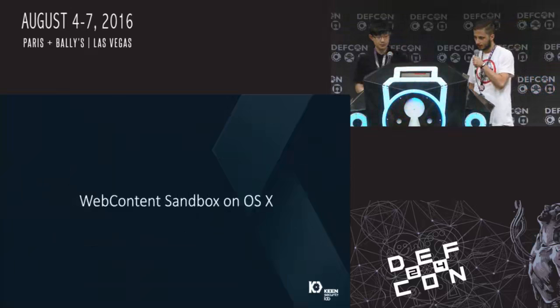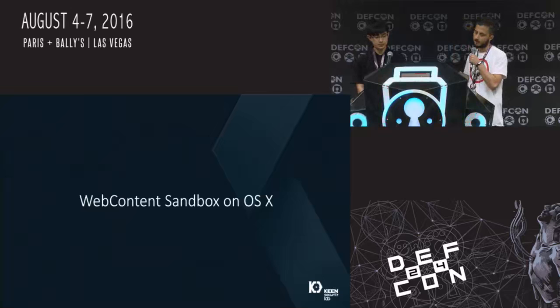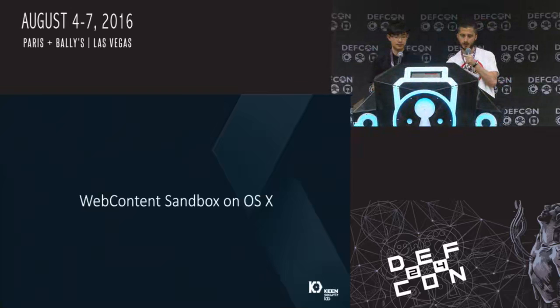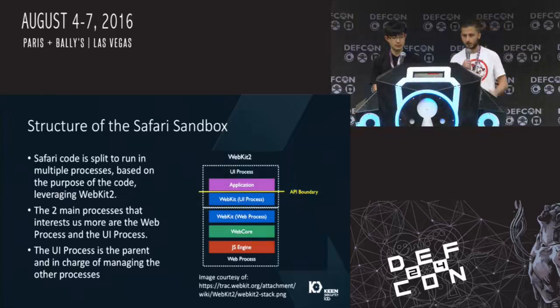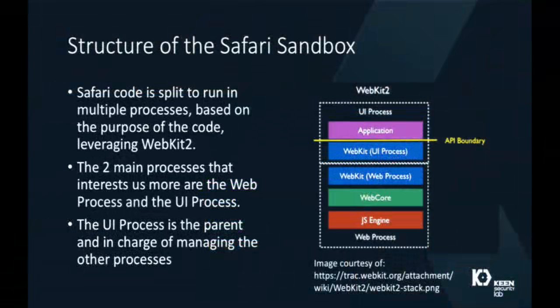So now that Flanker has given an overview of the Android sandbox, we will check out the OS X sandbox for the browser, just to give you another example so we can compare the two approaches. This is the structure of the Safari sandbox. Basically, the Safari browser is split into multiple processes, to separate responsibilities and components, and to segregate untrusted code in a less privileged process. For our purposes, we can just think that there are two main processes. In reality there are more, but to simplify, it's OK.